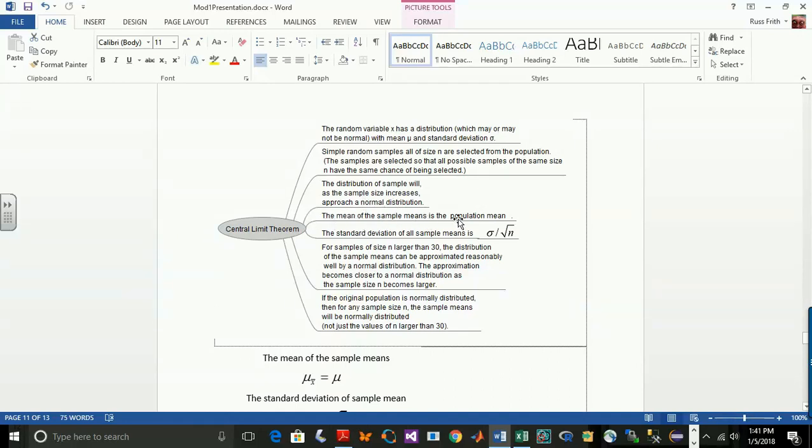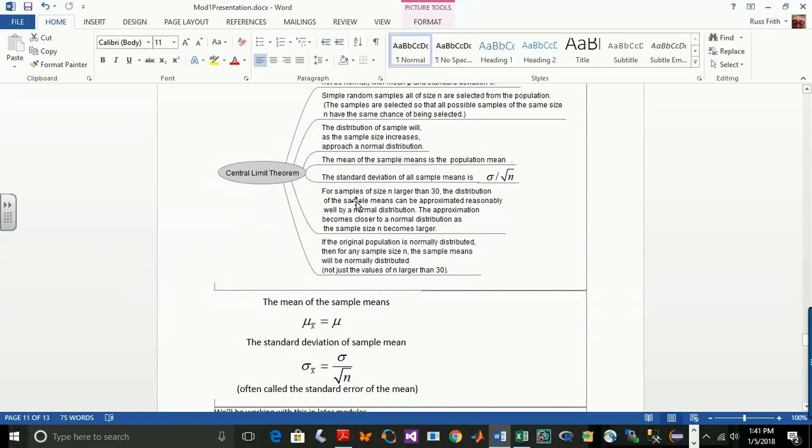The mean of the sample means is the population mean, for a large enough sample. And as we've seen earlier, the standard deviation of all sample means is sigma divided by the square root of the sample size. For samples of size n larger than 30, the distribution of the sample means can be approximated reasonably well by a normal distribution. So if your sample size is 30 for a particular population, then you can pretty much use the normal distribution considerations. The approximation becomes closer to a normal distribution, of course, as the sample size n becomes larger.